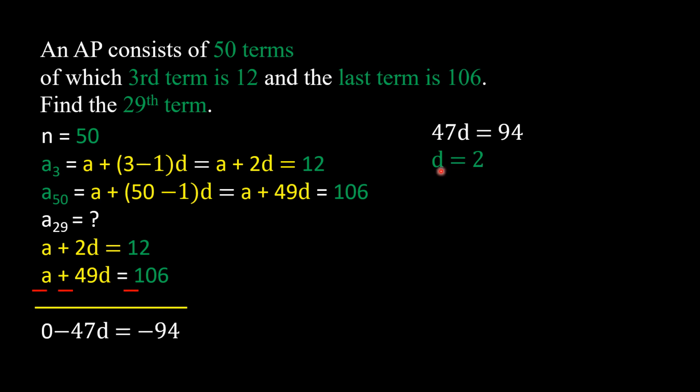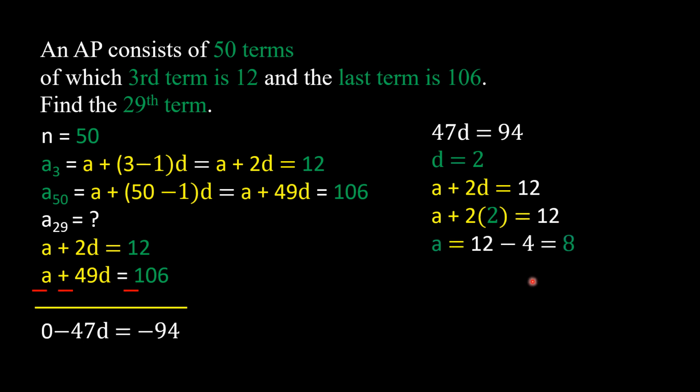Now we will substitute the value of D in one of these equations. Let us put this value of D in the first equation. So we write 2 in place of D. So we get A plus 2 times 2 equals 12, which will be A equals 12 minus 4, which will be A equals 8. So we have A equals 8 and D equals 2.